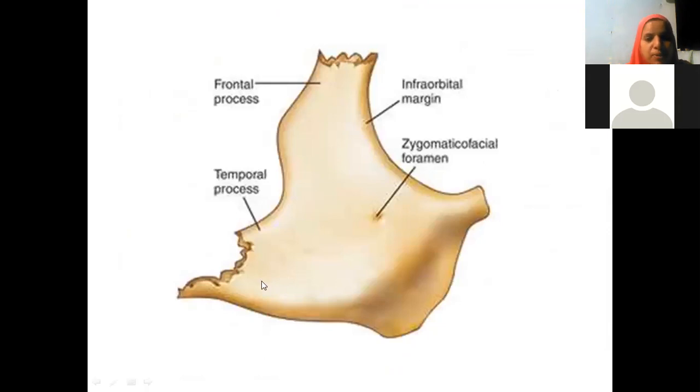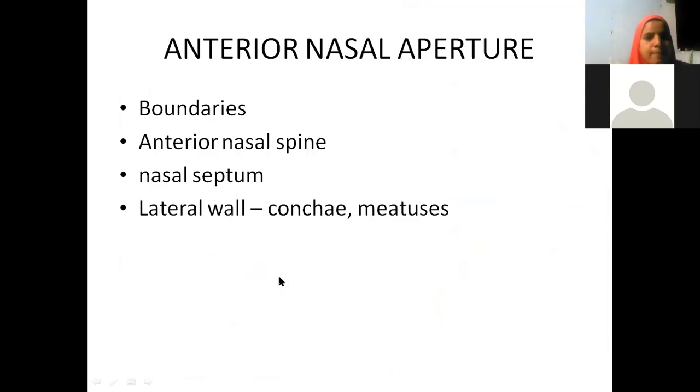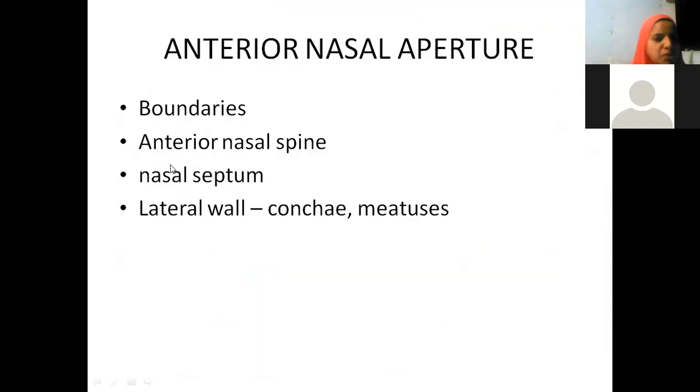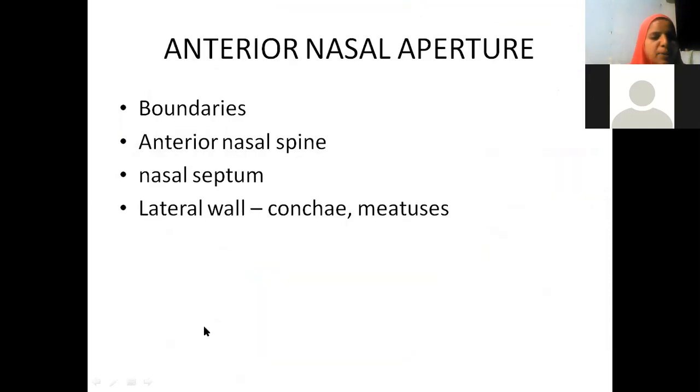Okay, frontal process, temporal process. This is the zygomaticofacial foramen. This is the zygomatic arch which we have seen in the norma lateralis. This is the anterior nasal spine. And here we also find one aperture, that is the anterior nasal aperture. That means this whole big pyriform opening we name as the anterior nasal aperture.